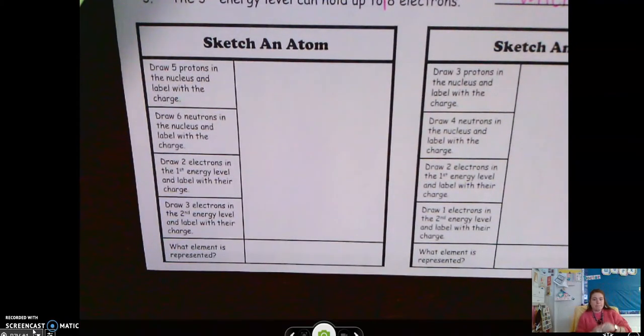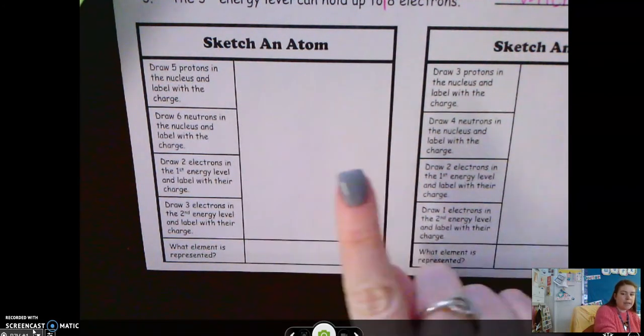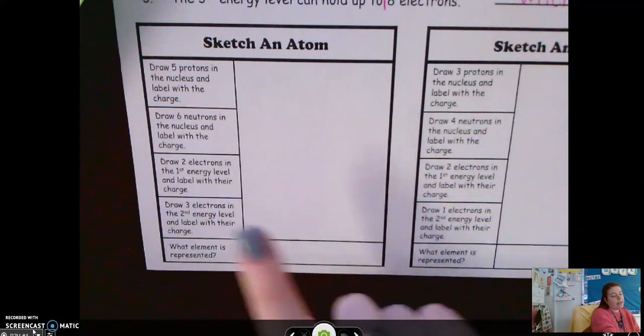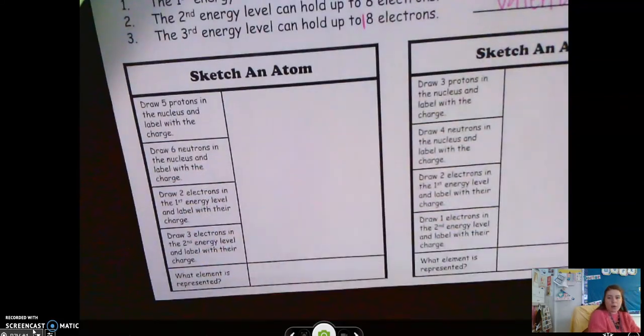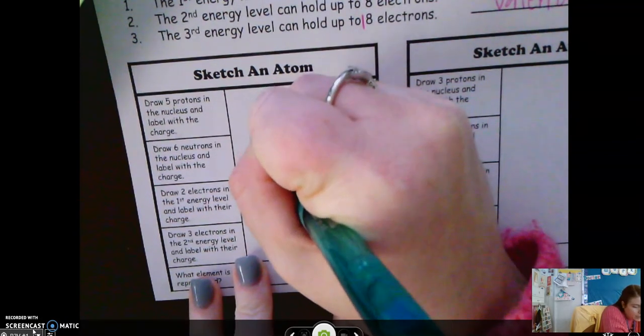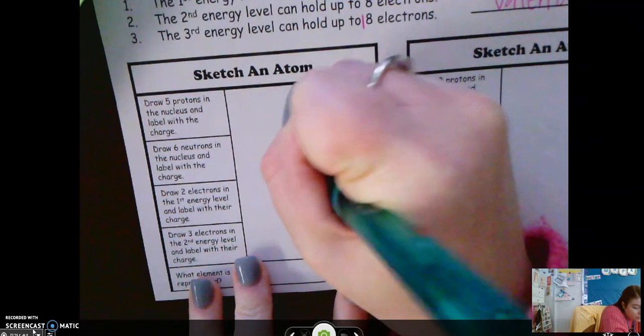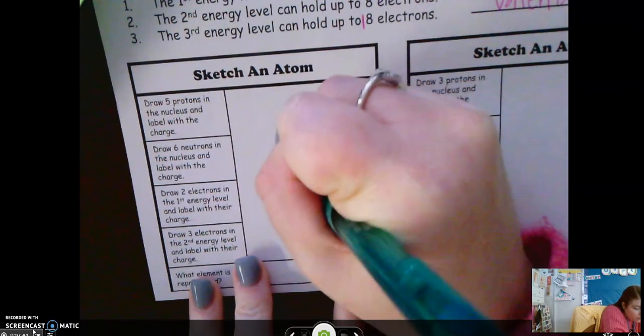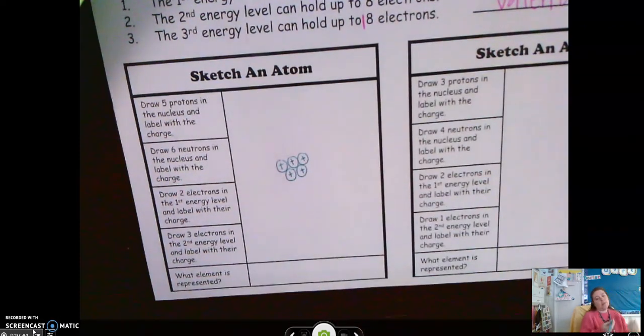So this first one, what I want you to draw into your notebook is the picture of the atom, as well as the instructions of what needed to go on each ring. So if you need to pause the video to write this part down, please do so. This first part says to draw 5 protons in the nucleus and label with the charge. So I'm going to do this by just writing little plus signs and drawing 1, 2, 3, 4, 5 protons, and I've drawn them in this green kind of color.